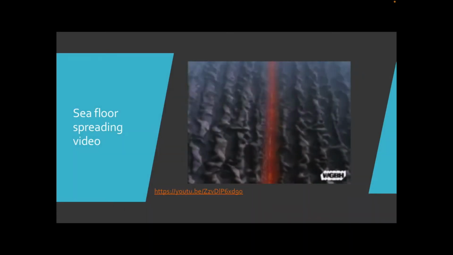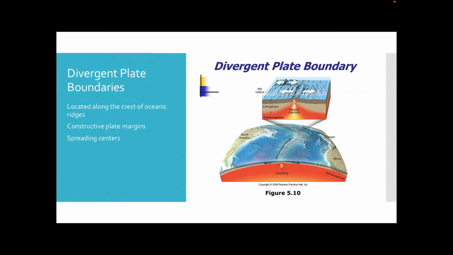All right. Now, we will be talking about divergent plate boundaries. Divergent plate boundaries are located along the crest of oceanic ridges. And as we can see from our diagram, oceanic ridges are this space right between these two arrows. We call divergent plates constructive plate margins because they are what results in new oceanic crust. We also call them spreading centers because of their spreading quality of moving outward, as you can see.